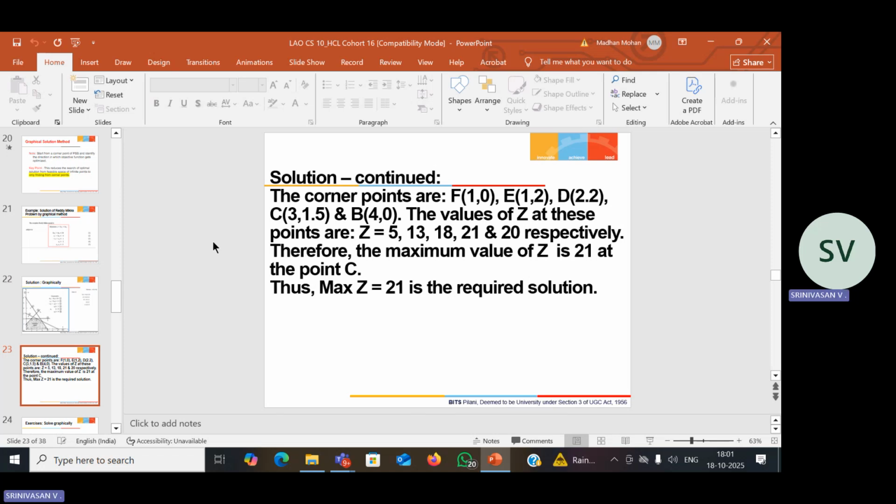Isn't it? Okay. So that's how you write max instead of writing maximum, because maximize is the question. So you are finding the maximum value of the objective function, which you can shortly write as max. Max equals 21 is an equation.